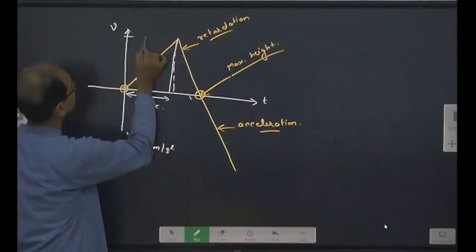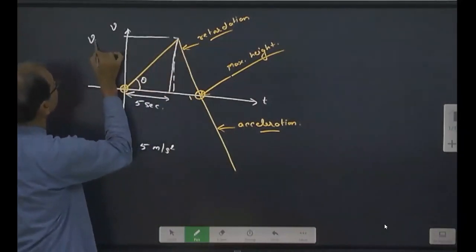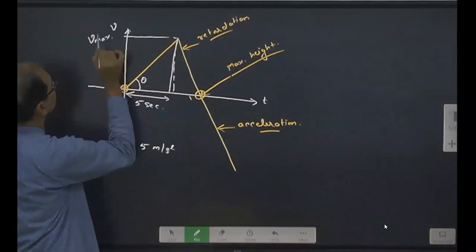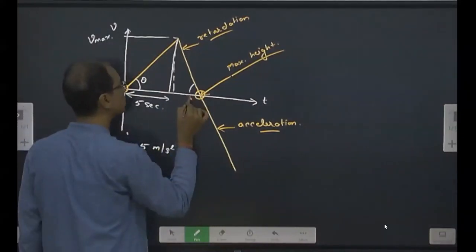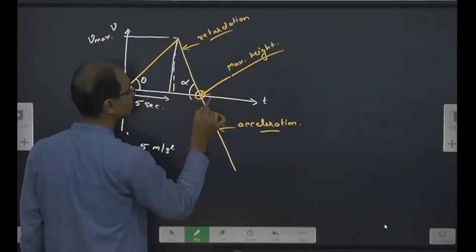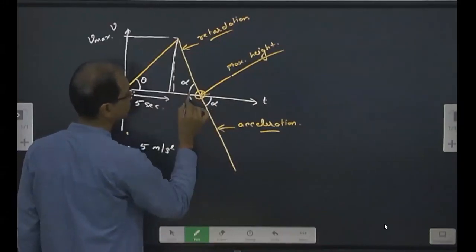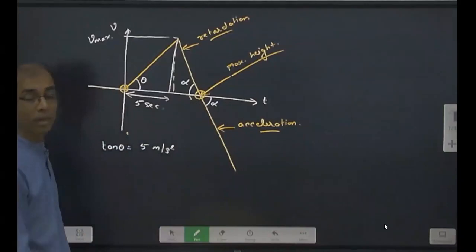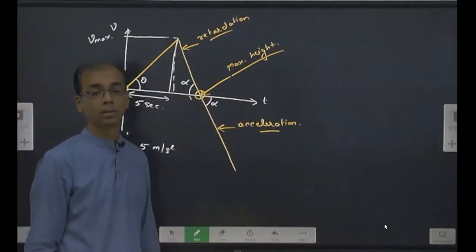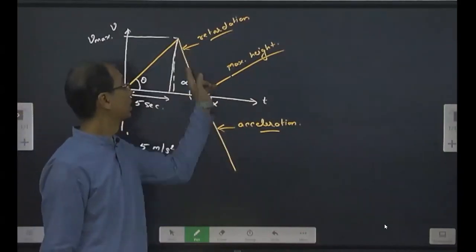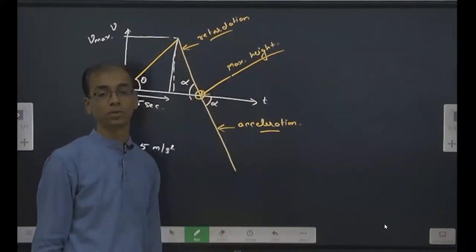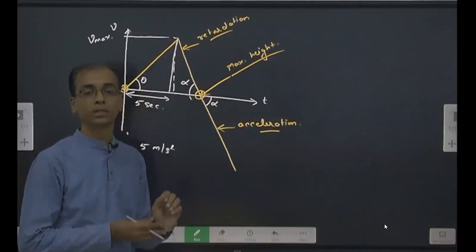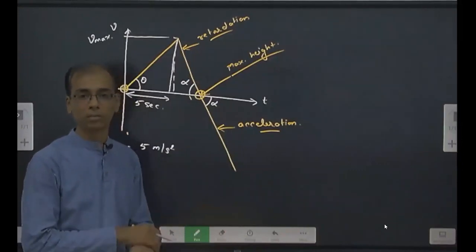What does this represent? This represents V maximum. Let's say this angle is alpha. This is also alpha, the same angle. Why the same angle, do you know? Because here also the acceleration value is g, and here also the acceleration value is g. Though one is positive and the other is negative, still the value is the same.